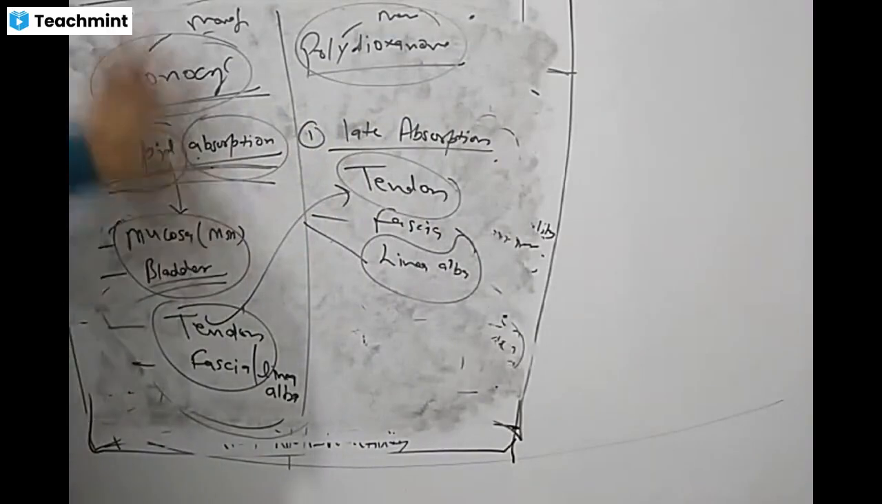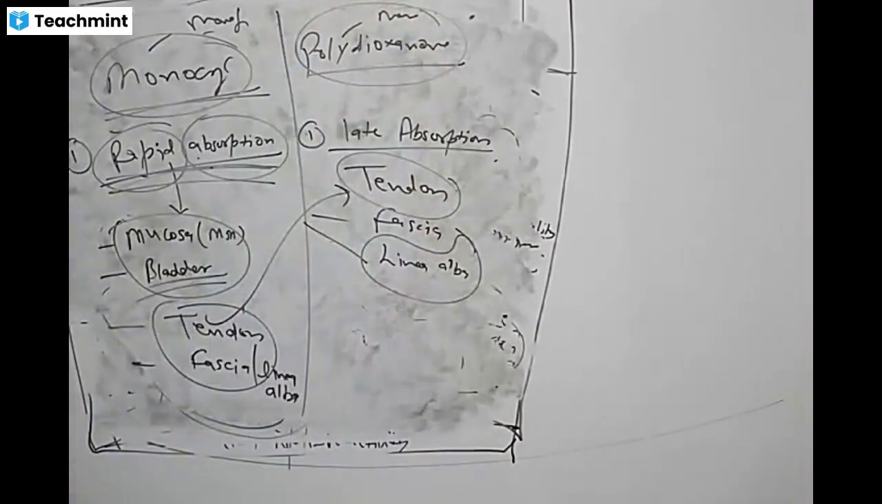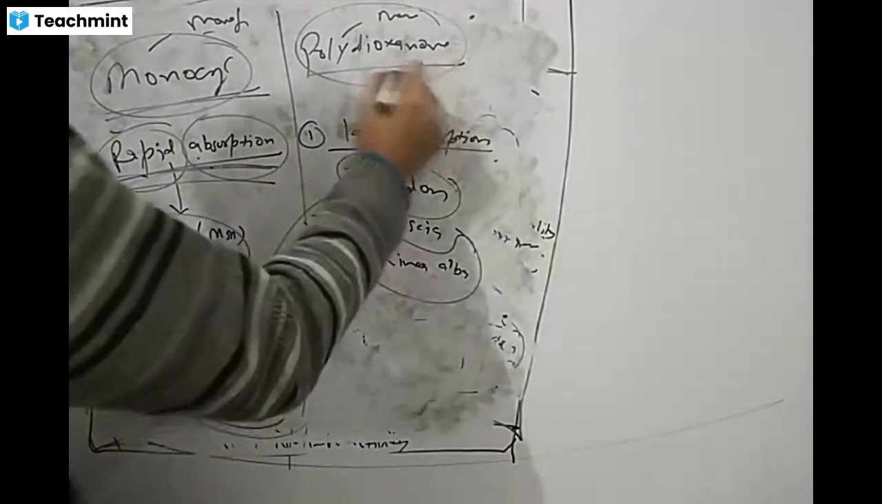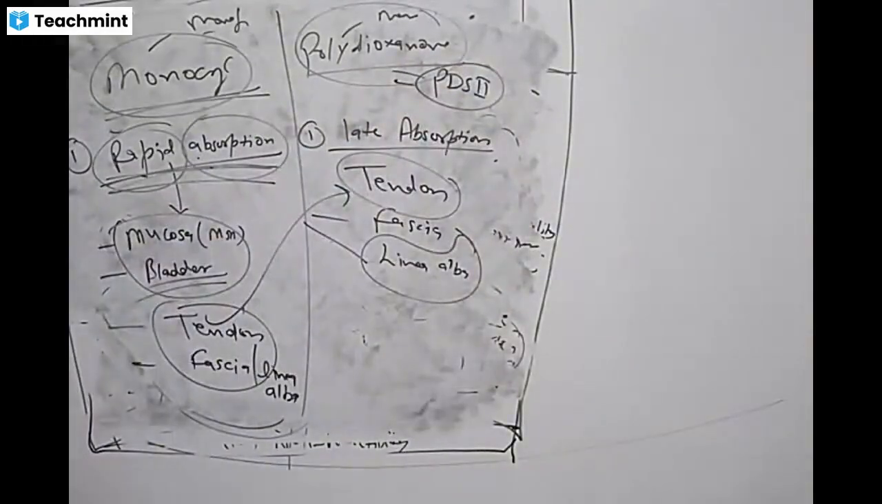So for rapid absorption we have monocryl, and for late absorption we have one suture material called polydioxanone. In the market it is available by the name of PDS II. So remember these two monofilament suture materials, and both are absorbable.